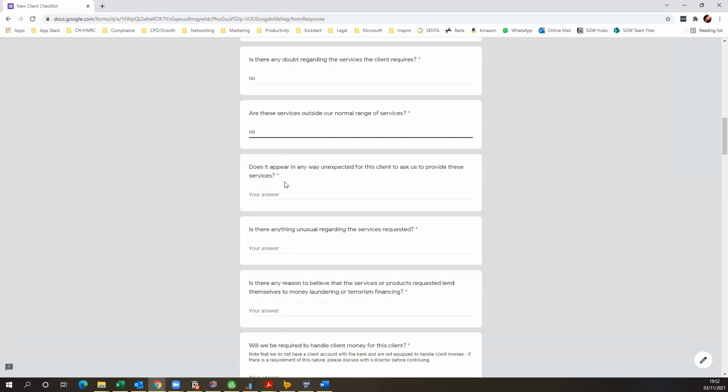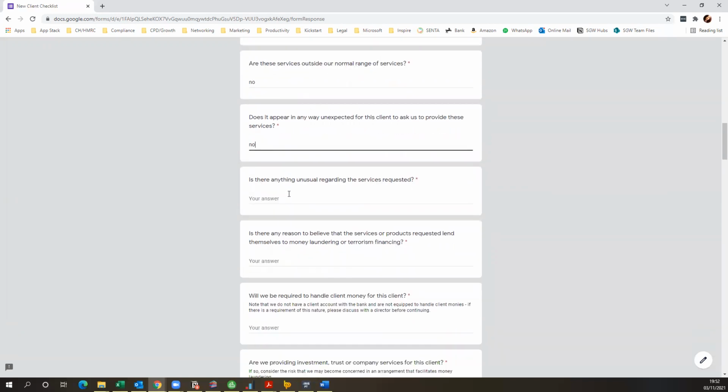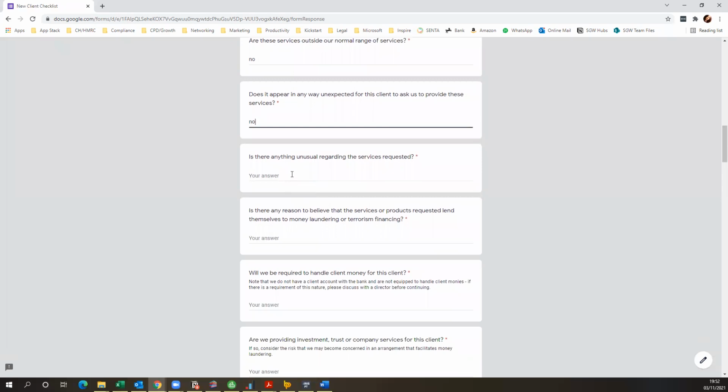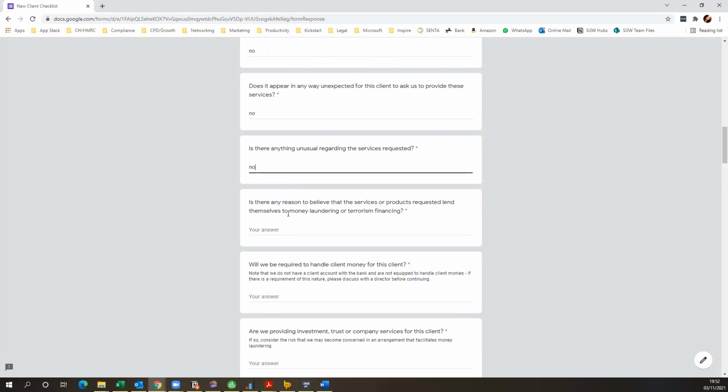Are these services outside our normal range of services? So are they asking us to do anything we don't normally do for other clients? Does it appear in any way unexpected for this client to ask us to provide these services? For the most part, this is going to be no, no, no. Is there anything unusual regarding the services required? I feel like that's the same question really, but there we go.